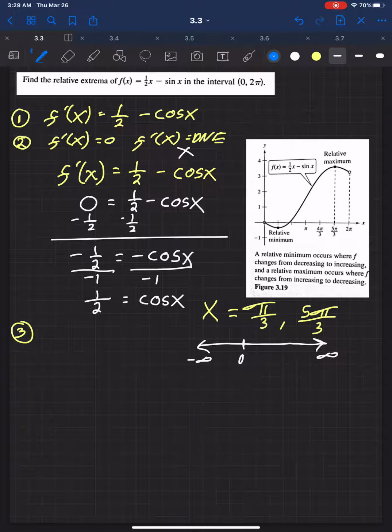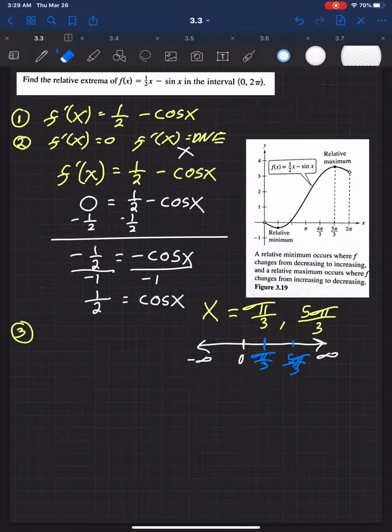Okay, ready? So let's place them in order. We read the numbers left to right on our number line. So pi over 3, and then 5 pi over 3. All right. So that zero is not part of the critical numbers. I was just there to help you label the graph. That's all. No need to even place it if that is at all confusing to you.